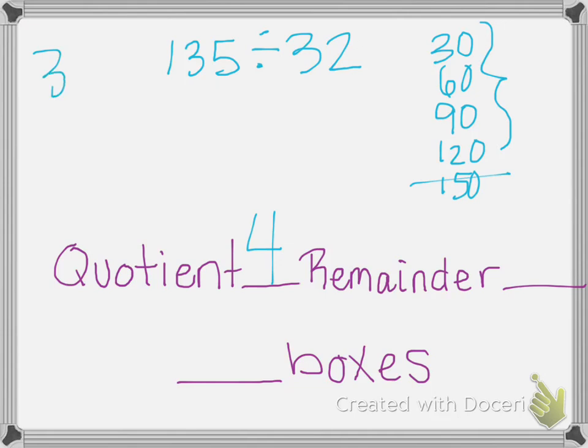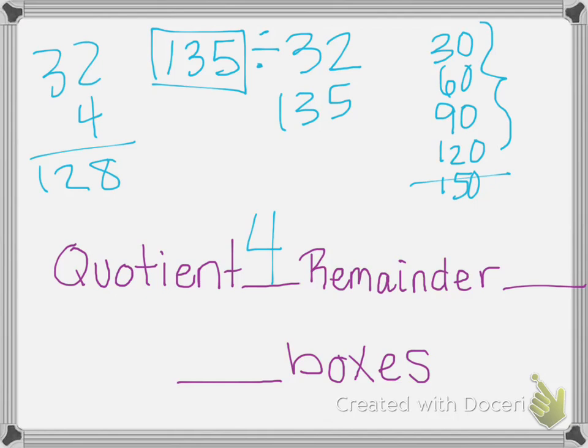Then we have to do 32 times 4. 4 times 2 is 8. 4 times 3 is 12. That would be 128 hats. We have 135 hats. So our remainder would be 135 minus 128. You can't do 5 minus 8, so you borrow. 15 minus 8 is 7. So our remainder is 7.